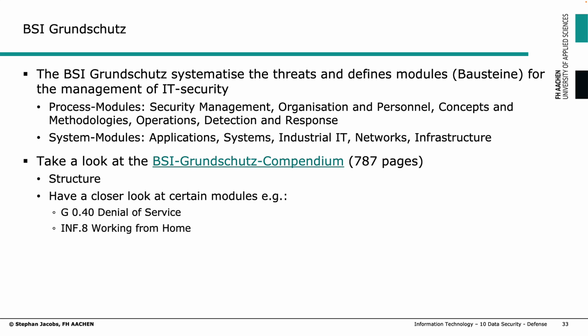I really recommend to go to the BSI Grundschutz Compendium. This link is going to the English version. This version contains nearly 800 pages. So the idea is not to really read all these pages, but to have a look at the overall structure. And maybe to dig down a little bit into certain modules, like for example the threat of denial of service, or the module about infrastructure 1.8, working from home office.